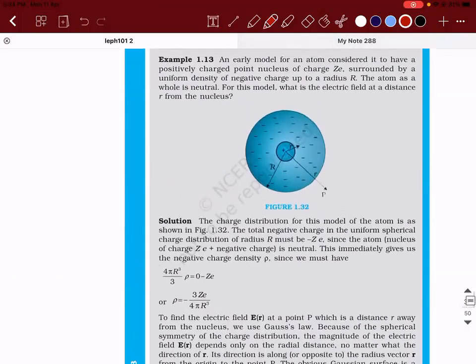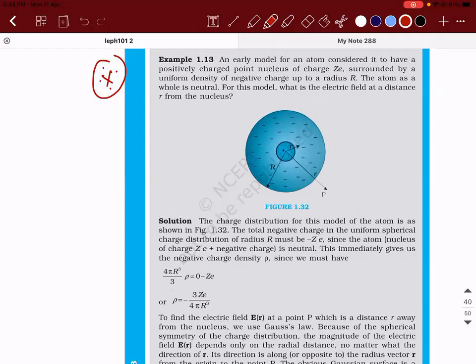This is another problem that we will try to solve. So it's slightly tough. Let's read the question carefully. An early model for an atom considered it to have a positively charged point nucleus of charge Ze surrounded by uniform density of negative charge up to radius capital R. Okay, this is one of the models of atoms which was proposed earlier. Okay, this is the scenario. The atom as a whole is considered to be neutral.